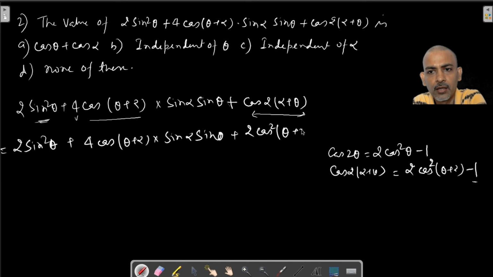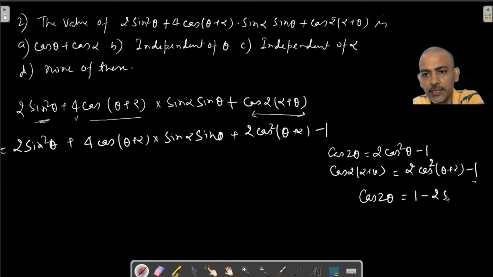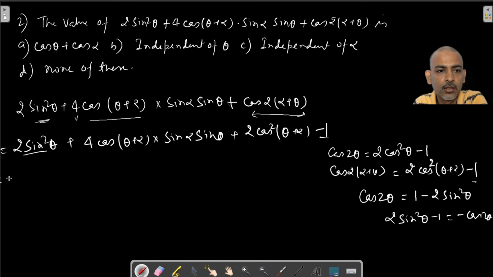Alright, so put 2 sin square theta minus 1 together. You will also know what cos 2 theta is. Cos 2 theta is nothing but 1 minus 2 sin square theta as well, right? So in this case, 2 sin square theta minus 1 would become minus of cos 2 theta. So let's put that there. Clubbing these two together, 2 sin square theta and minus 1, we will put it as minus of cos 2 theta.